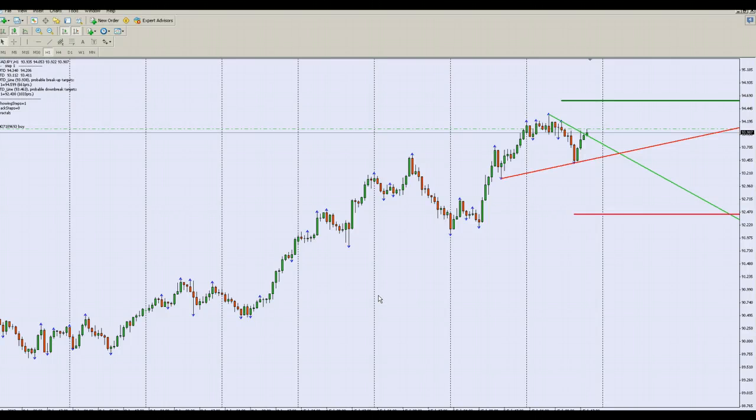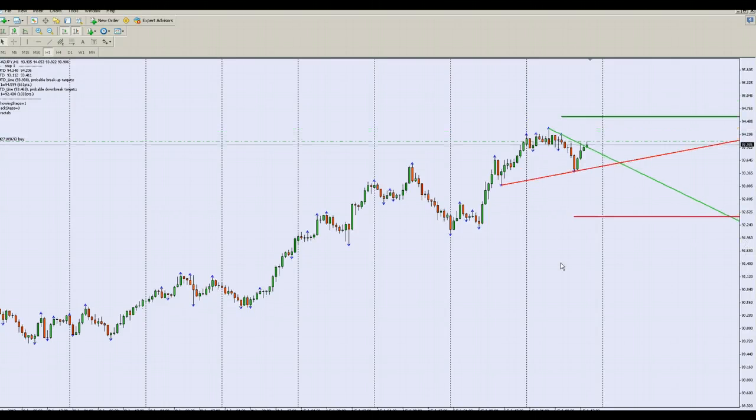Hi traders, it's Roberto. This is a tutorial. We're going to go over several of the methodologies that I use for trading in the trade room. So let's begin with the Demark Trendline.